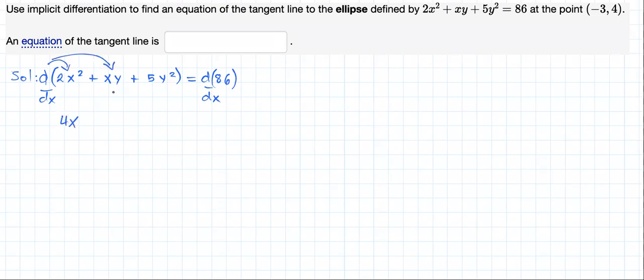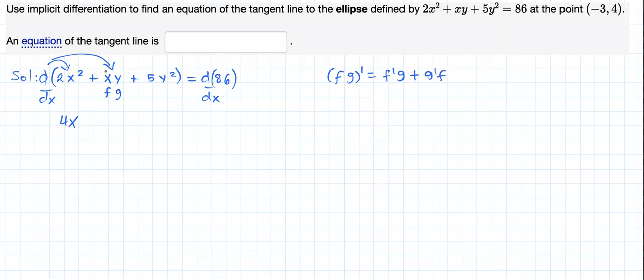Derivative of x times y. Here we have to be careful. X and y should be considered as two different functions. So we have here the multiplication of two functions. Recall, in order to take the derivative of the multiplication of two functions, f times g, the derivative equals f prime g plus g prime times f, right?